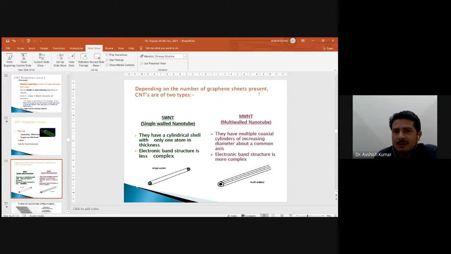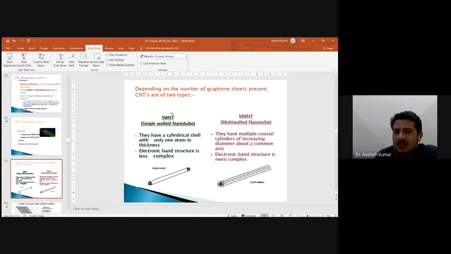Depending upon the number of graphene sheets present, there can be single wall carbon nanotubes and multi-wall carbon nanotubes. A single wall nanotube has a cylinder shell only one atom in thickness, and its electronic band structure is less complex. Multi-wall nanotubes have multiple coaxial cylinders of increasing diameter about a common axis, and here the electronic band structure is more complex in comparison.